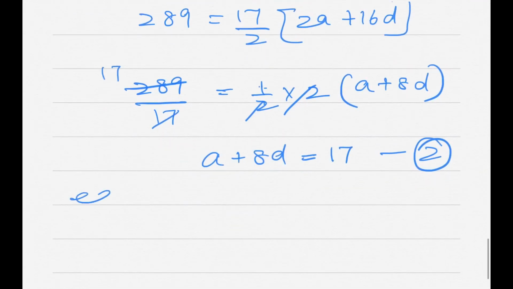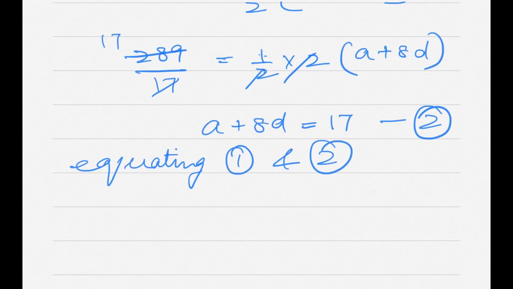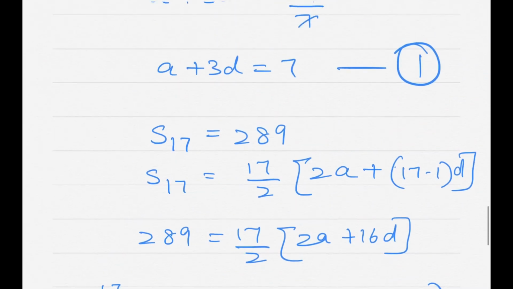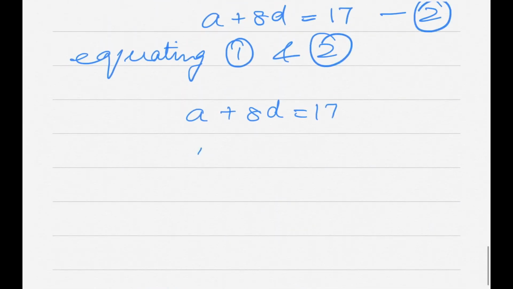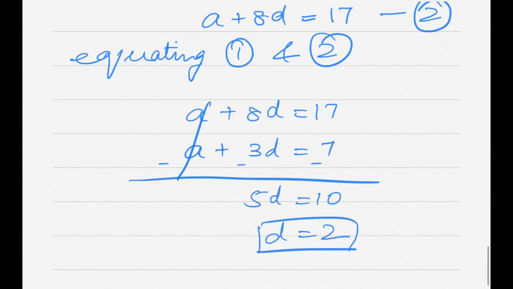Now I can solve these like linear equations in 2 variables, or simultaneous equations, whatever you call them. So I have a plus 8d is equal to 17, and the first equation was a plus 3d is equal to 7. Now subtracting, a gets cancelled and 5d is equal to 10. So d is equal to 2.